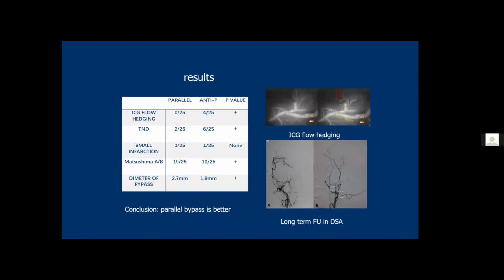So this is the result. The conclusion is that parallel bypass is better, which means the main flow from the bypass to the recipient artery is parallel to the pressure gradient.